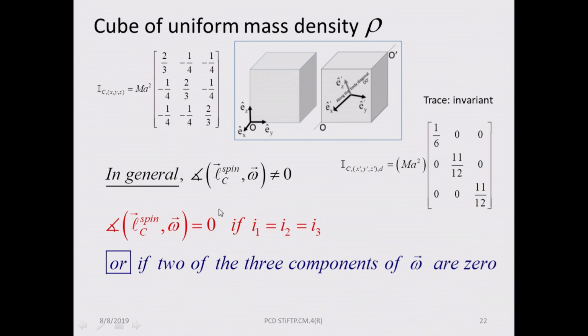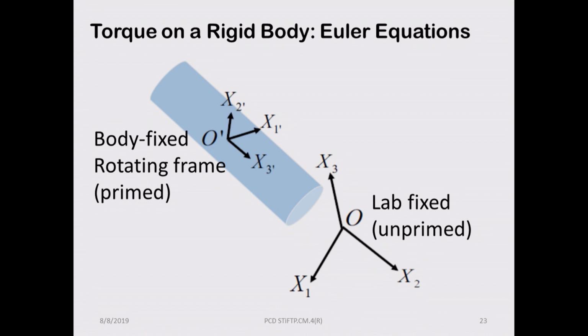In general you will not have the angular momentum to be collinear with the angular velocity. But if the cube is rotated about one of the principal axes, okay, then the other two components of the angular velocity will be 0, and if you rotate the cube along this principal axis, then you will have angular momentum parallel with the angular velocity.